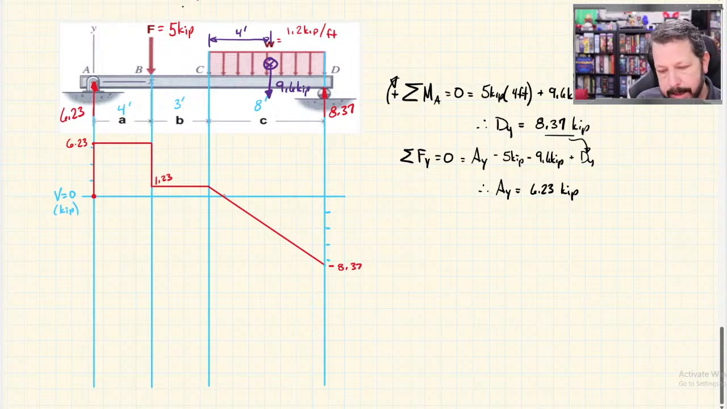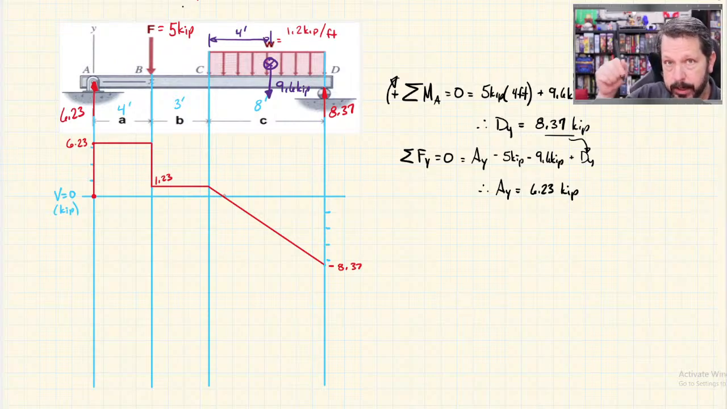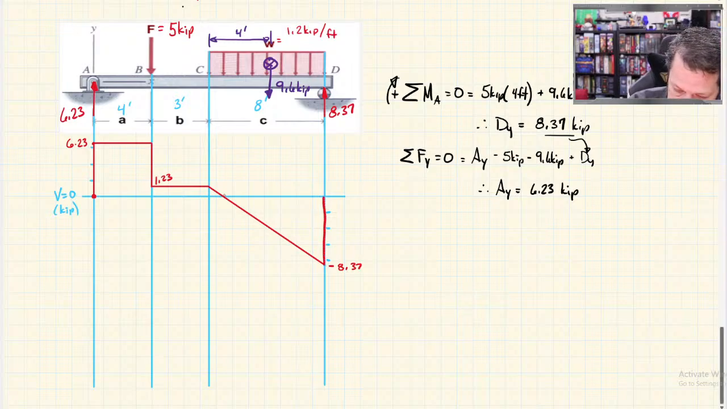And then as soon as I get there, I encounter dy, which is positive, pointing upward, 8.37, so I get all the way back to 0. Okay, and so that is the shape of the shear diagram for this particular beam.